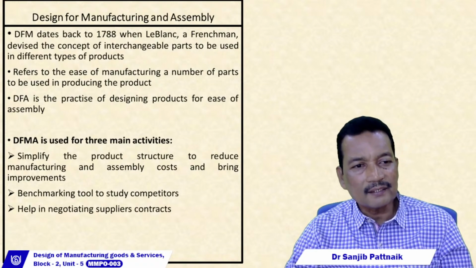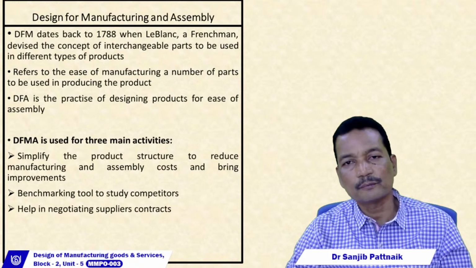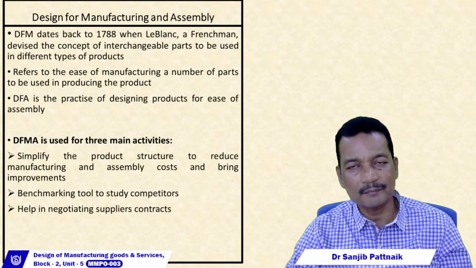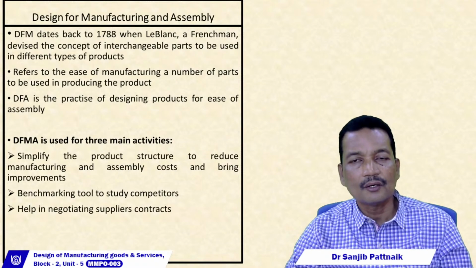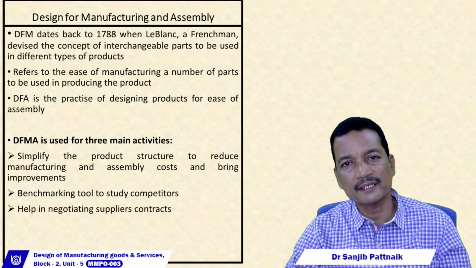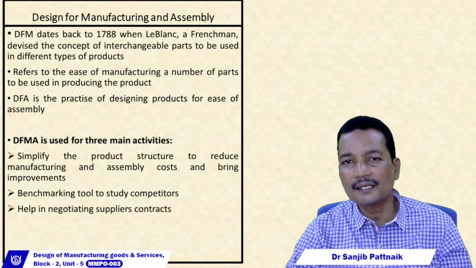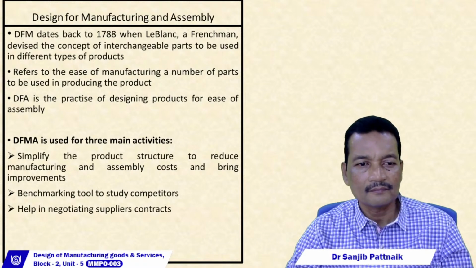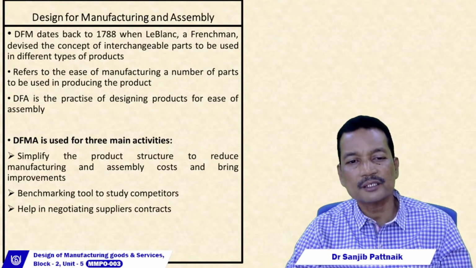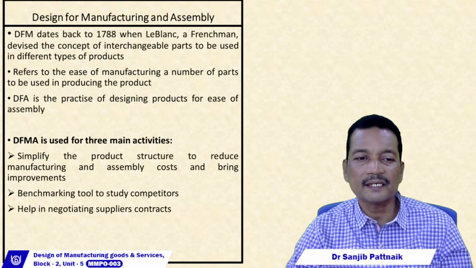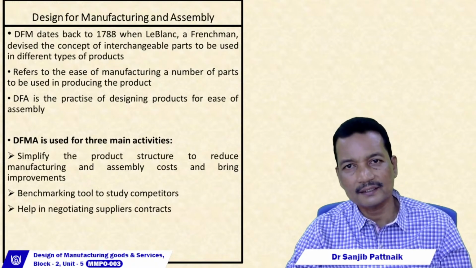Now this design for manufacturing and assembly is used for three main activities. One is it reduces the manufacturing cost or the assembly cost. Also, it can bring improvements because few vendors will be doing the same thing and they can think in a clear mind what kind of improvements can be brought into the product. It is a benchmarking tool to study competitors, and it also helps in negotiating suppliers' contracts.